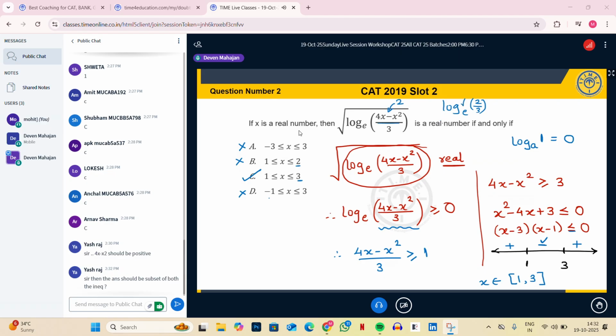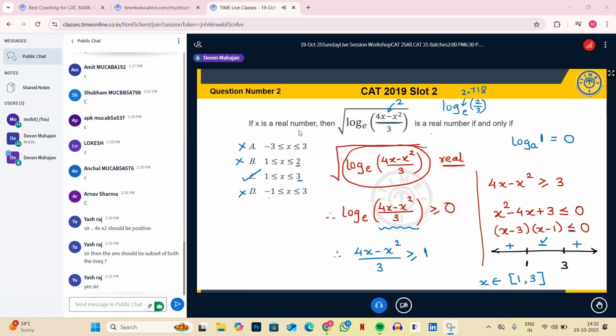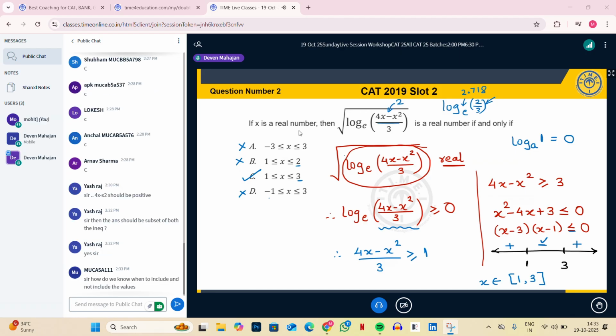E क्या होता है? E is 2.718. So 2.718 का पॉजिटिव पावर लिया तो 2 by 3 नहीं आएगा ना. 2 by 3 छोटा नंबर है उससे, तो छोटा नंबर आने के लिए आपको टेक अ नेगेटिव पावर, तो दैट विल नॉट वर्क. दैट विल गिव अस स्क्वायर रूट के नीचे नेगेटिव नंबर ना.